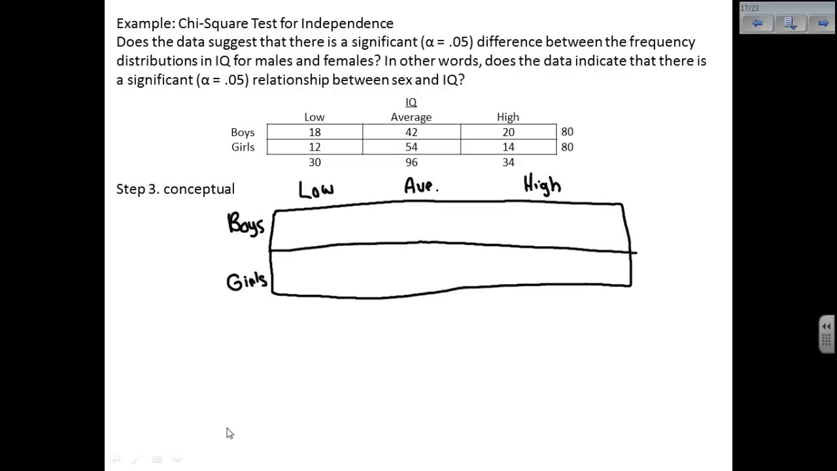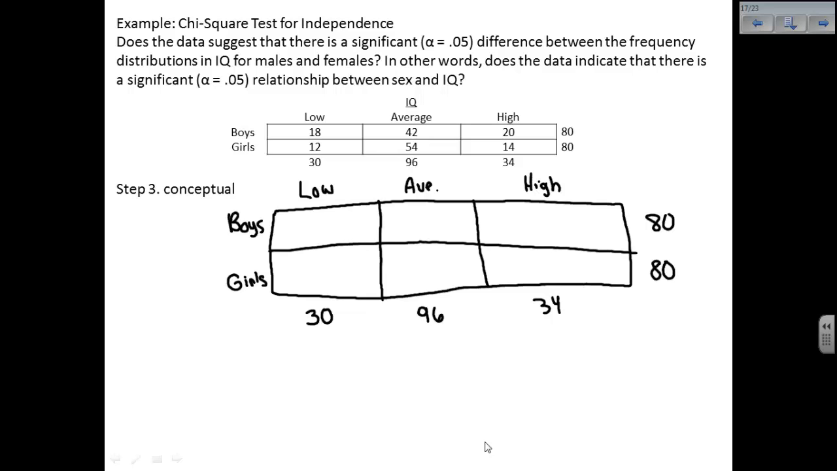And we want to keep our marginal frequencies, or in other words, our column and row totals. So we have 80 boys, regardless of their IQ. We know we have 80 boys. We have 80 girls, despite looking at the differences in IQ. We have 30 people in our whole sample with a low IQ, not paying attention to their sex. 96 with an average IQ and 34 with a high IQ. You add these together and you get this. Conversely, add these together and you get this. So we've got equal number of boys and girls. 30 people have a low IQ, 96 average IQ, and 34 high.